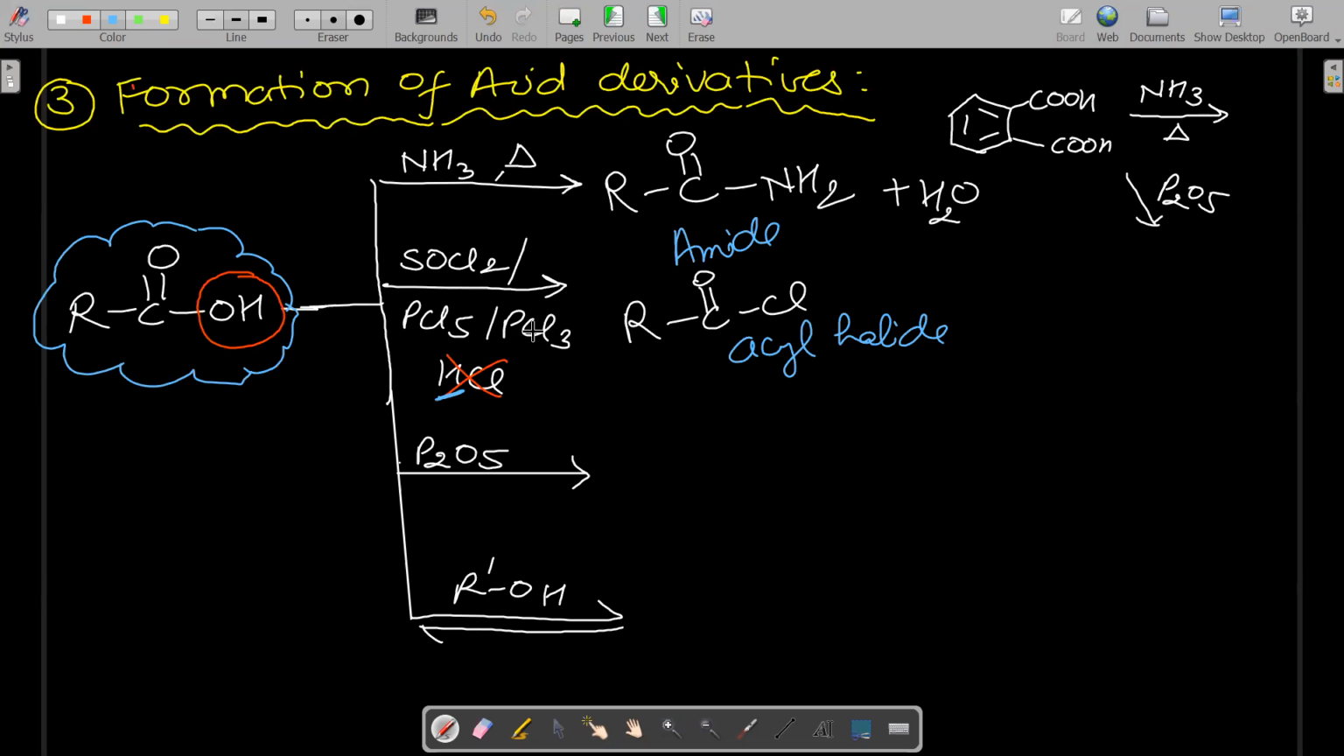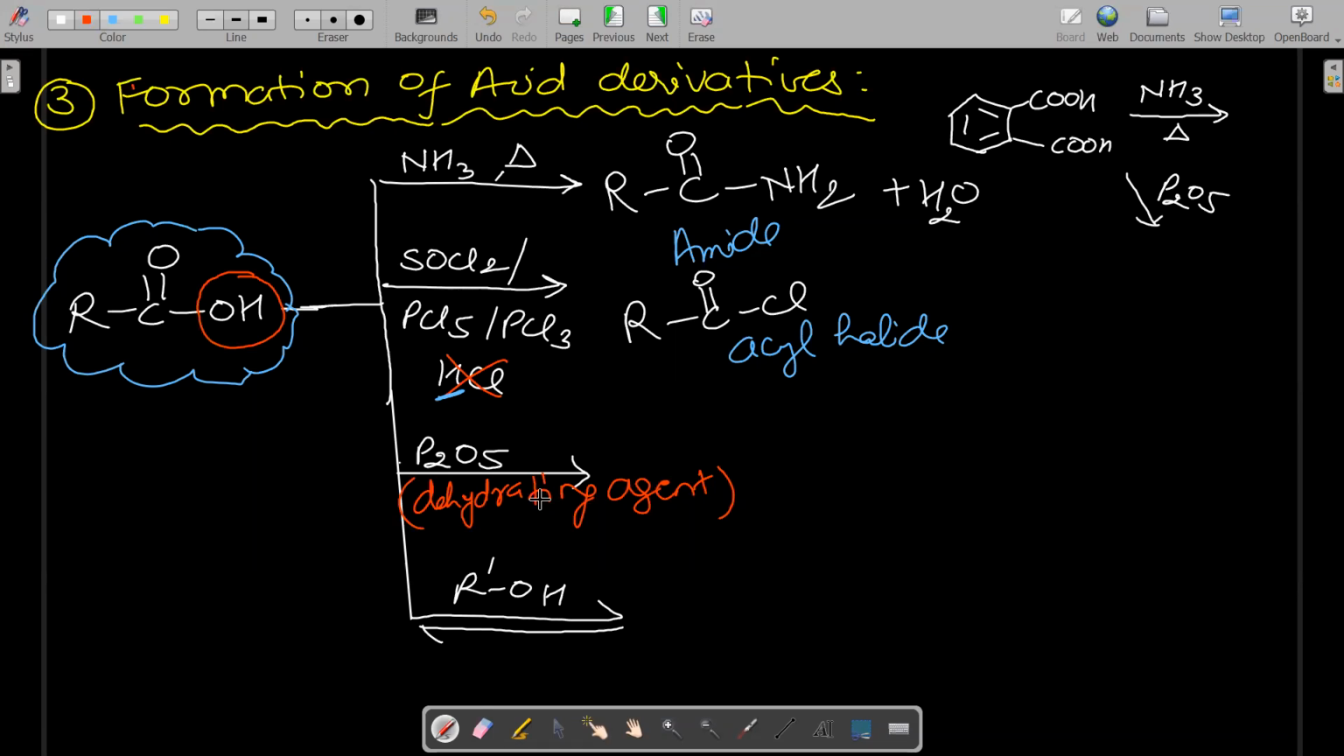Okay. So this is the reason we do not use HCl, we use what? SOCl2 or any other halogenating agent. Okay. Now the third derivative which can be prepared. Okay. P2O5. All of you know P2O5 is a good dehydrating agent. What I've written? I've written correct. Okay. So P2O5 is a good dehydrating agent.